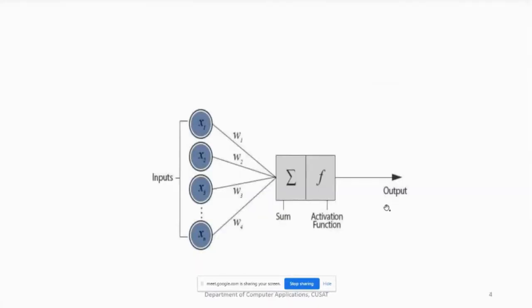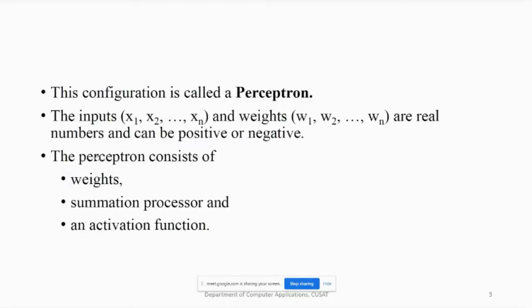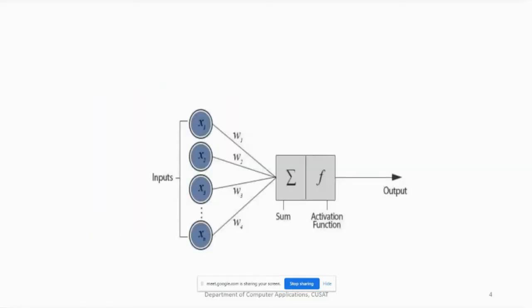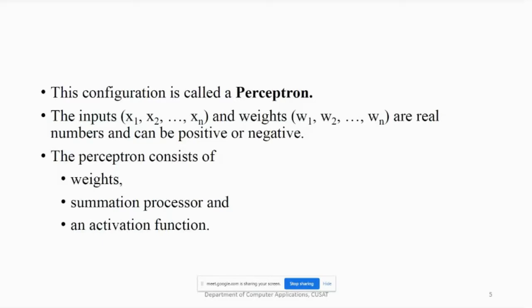And when we move on to the artificial structure of a neuron, these are the various components included in the architecture. That configuration is called a perceptron. When we look at that particular construct, we can see some inputs, x1, x2, x3, etc., xn, together with weights w1, w2, w3, etc., wn. These inputs and weights are real numbers and can be positive or negative, whatever they may be.